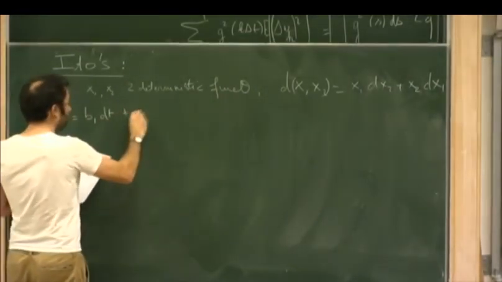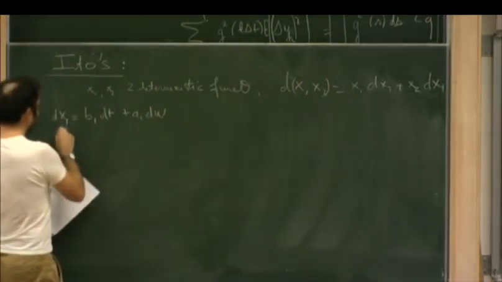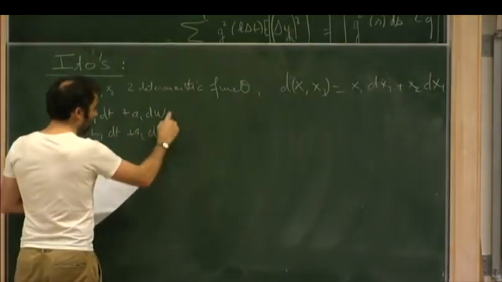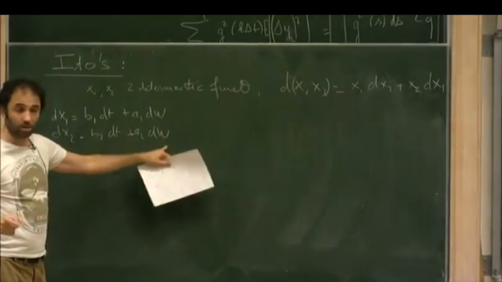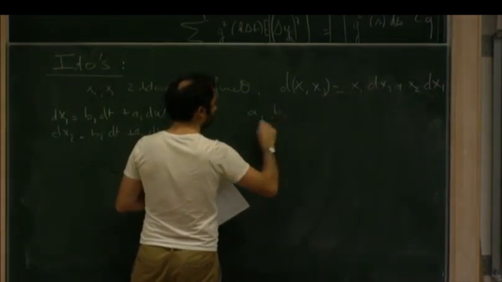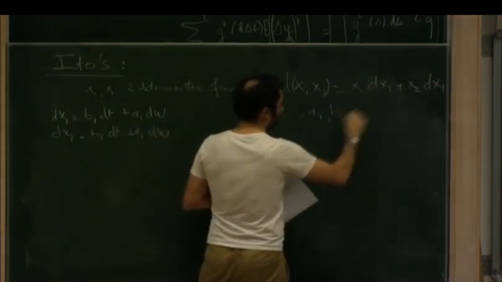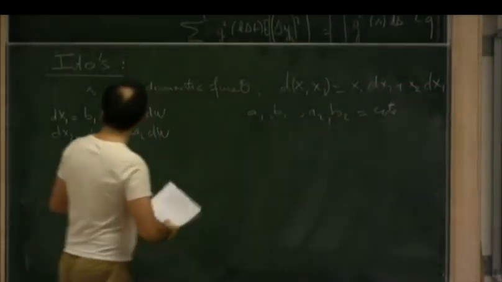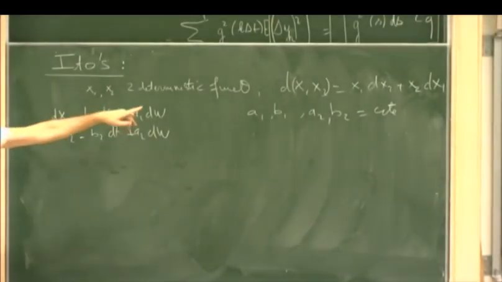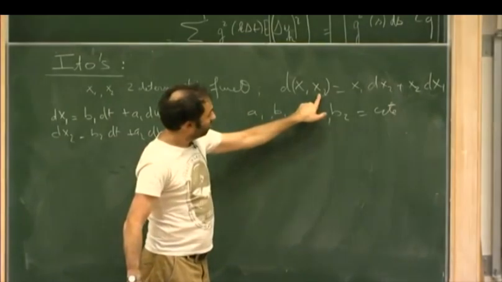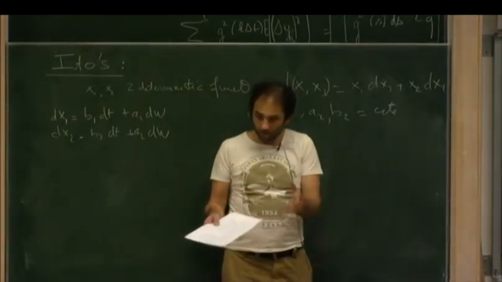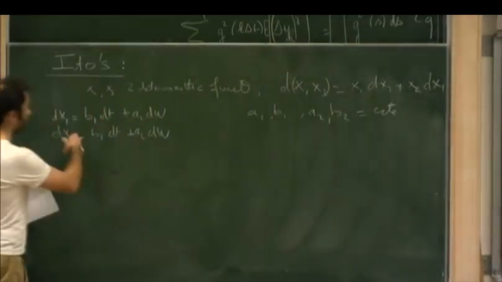dx1 is b1 dt plus a1 dω, and I'll take dx2, which is b2 dt plus a2 dω, and this is the same ω here and here. And those are constants: a1, a2, b1, b2. All right, so I want to calculate this quantity, x1 x2, and this quantity, and I would like to compare them to see where the difference comes from. Okay? So let's do the calculation.